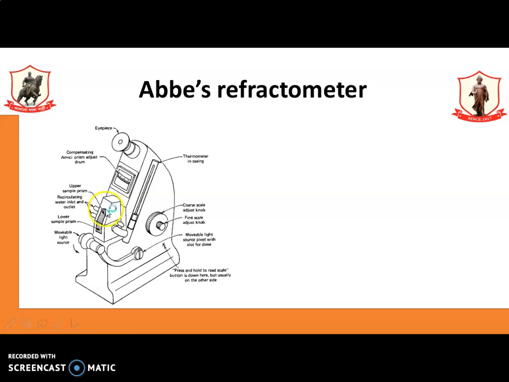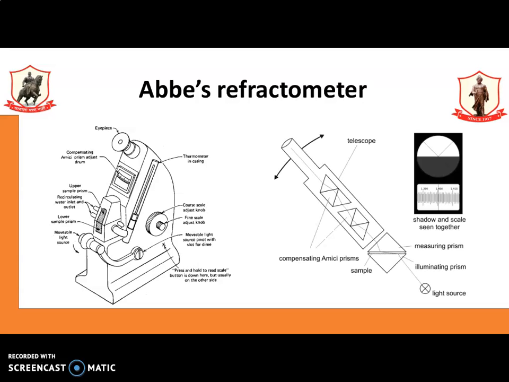This is the upper prism. This is the lower prism. In between these two prisms, a sample is placed whose refractive index is to be determined. Then above the upper prism there is a compensating Amici prism to adjust the drum, and next to this eyepiece another eyepiece is present, which is known as the scale eyepiece. This is the movable light source. So this is how the Abbe's refractometer looks. You can practice drawing this Abbe's refractometer.